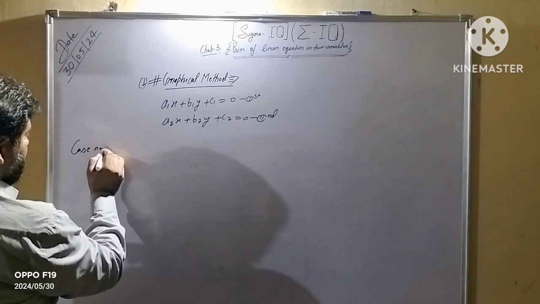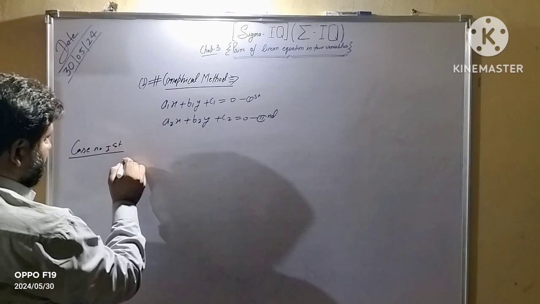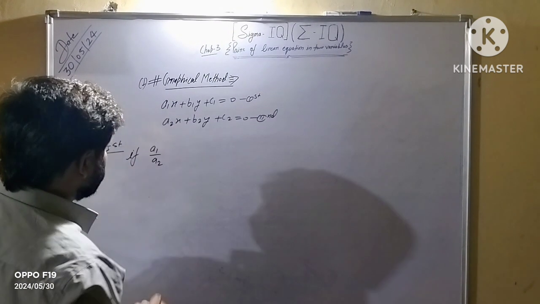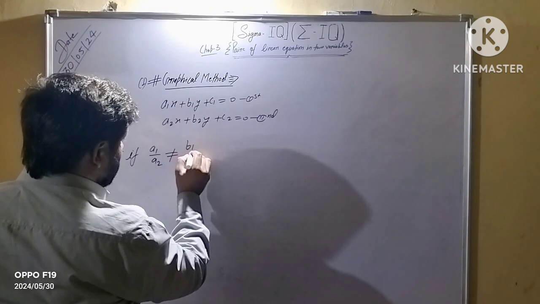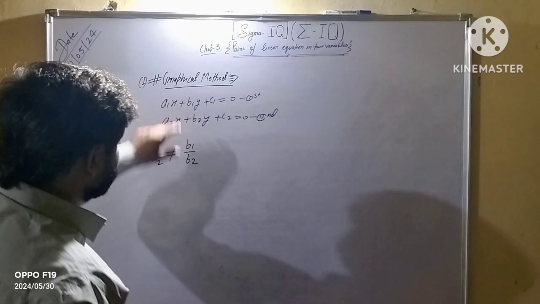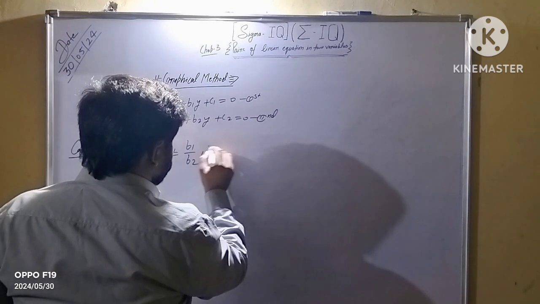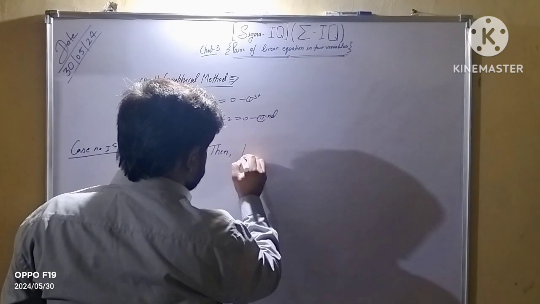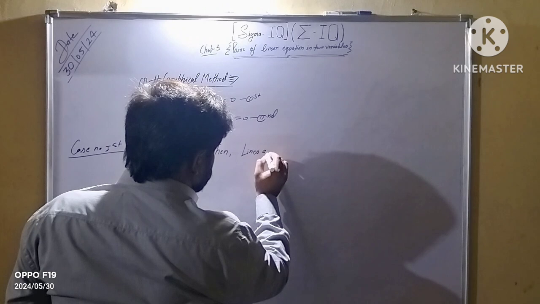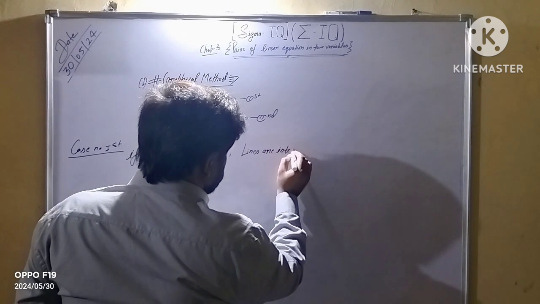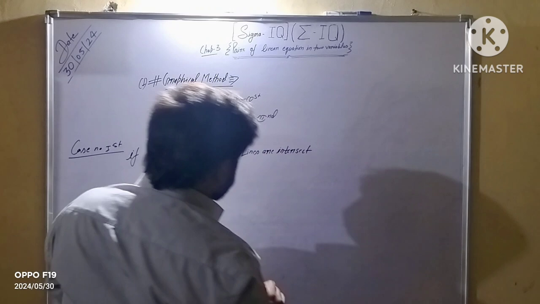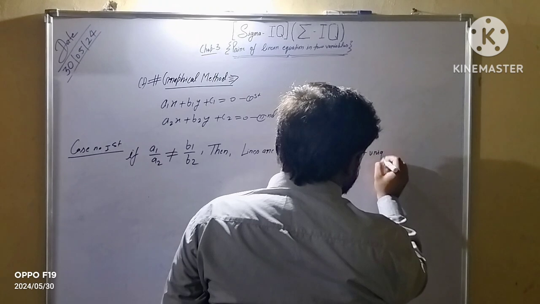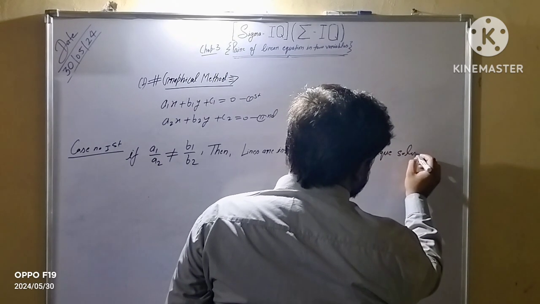Case number first. If a1 upon a2, ratio of coefficient of x, not equal to b1 upon b2, ratio of coefficient of y, then lines are intersect. A unique solution.